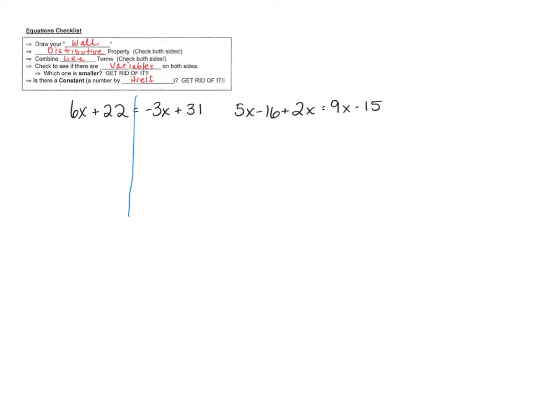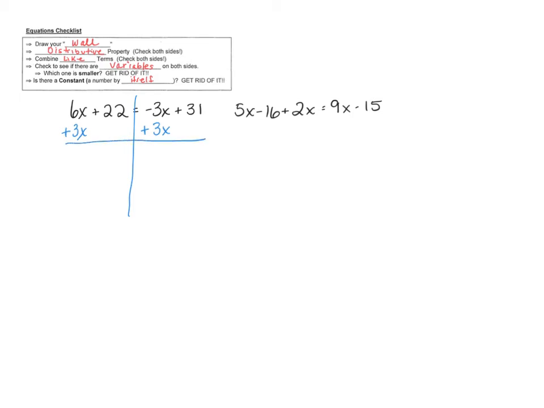So which one is smaller, my 6x or my negative 3x? Well, the negative 3x is definitely smaller. So I'm going to get rid of it. And I do it the same way as I would a constant. I have to undo negative 3x by the inverse of negative 3x, which is positive 3x. And again, like any equation out there, whatever I do to one side, I absolutely have to do to the other. And it's going to get lined up underneath the 6x because it makes sense that when I add 3x on the left-hand side, I have to combine it with the like term.